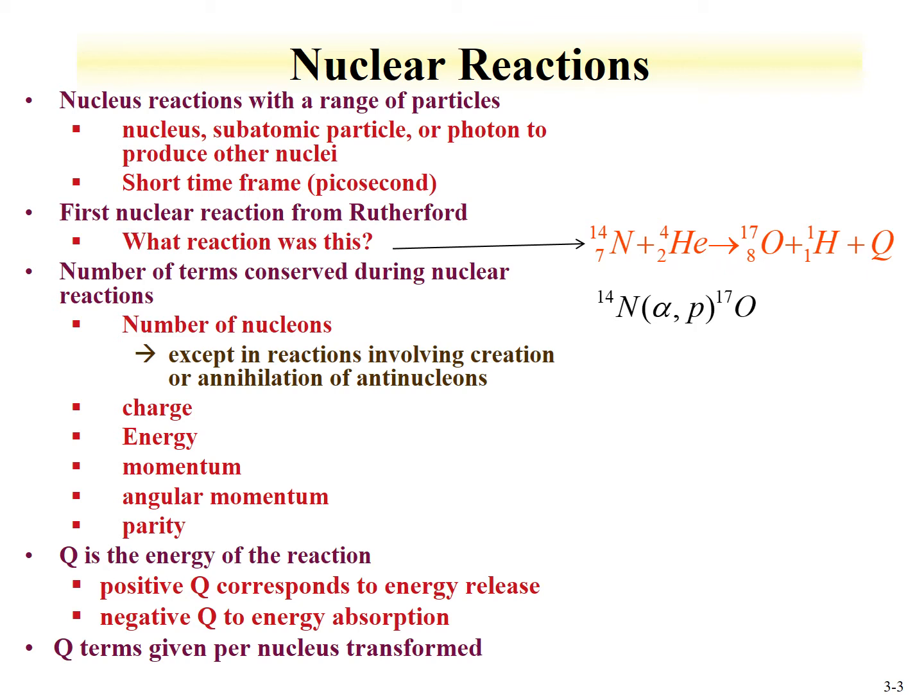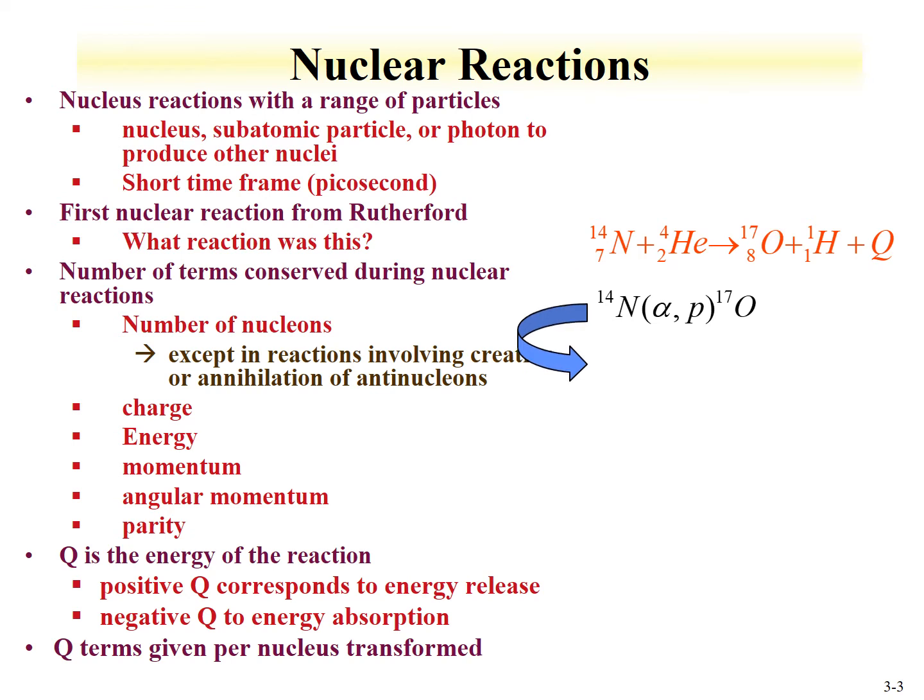Another way of writing this reaction, which we've discussed in class but will now formalize, is shown here. We have the target as the first term, then the projectile, here helium, which we write as an alpha particle. Out comes a proton, separated by a comma in parentheses, and then the product, which is oxygen 17 in this case.